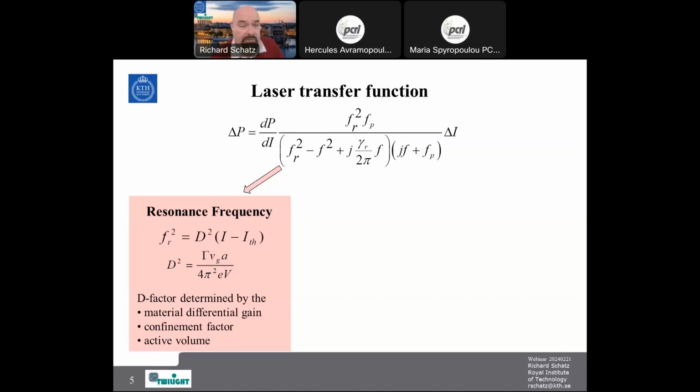The confinement factor, as you see here, is also how well the carriers and photons overlap, and the active volume of a laser. So if you want to get a large resonance frequency, you want a large differential gain, a large confinement factor, and a small volume of your laser.